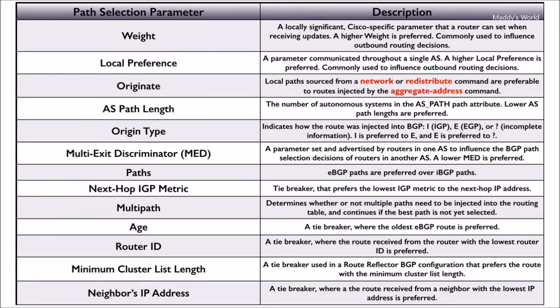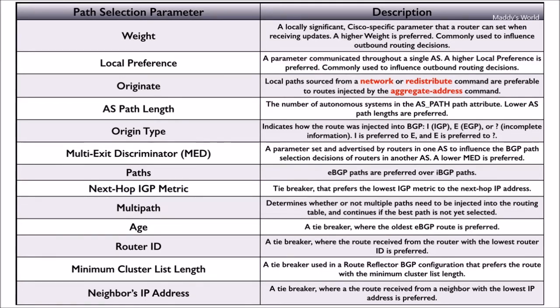Next up is the AS path length. This is the number of autonomous systems that are in the AS path attribute. Remember, we saw that in our last module. It was a listing of autonomous systems that would allow us to get to a specific network prefix. And if I have two different ways to get to a network prefix, BGP can prefer the path that has the fewest number of autonomous system hops. Not router hops like RIP, but autonomous system hops.